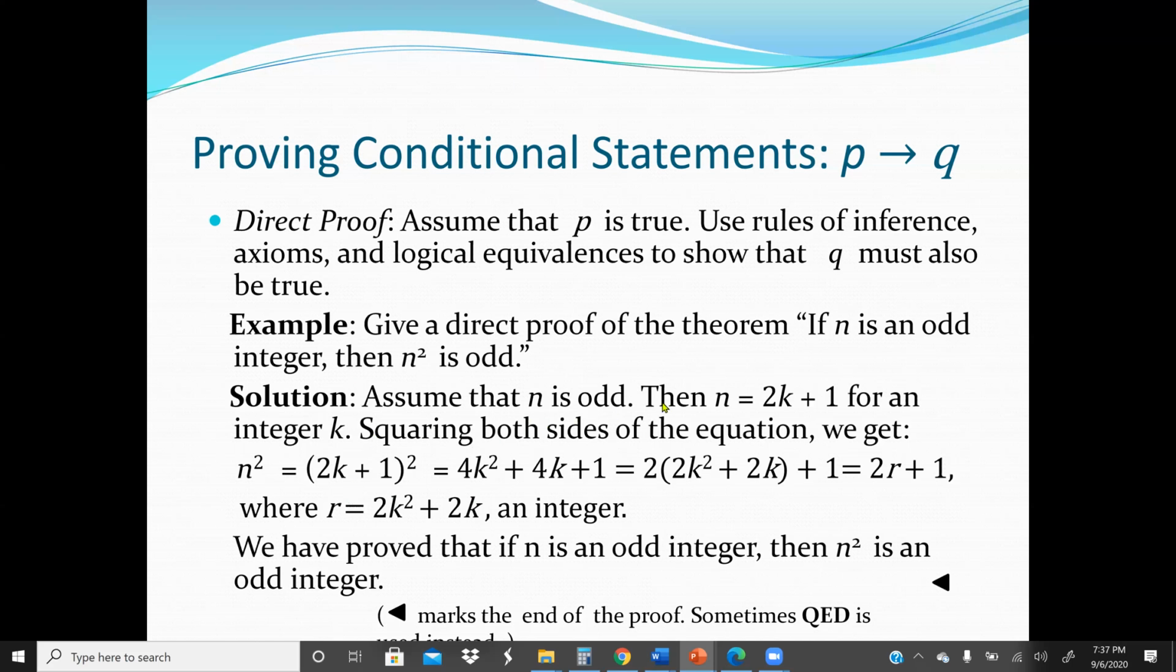Assuming that n is odd, then n equals 2k plus 1 for an integer k. Squaring both sides of the equation, we get n squared equals (2k plus 1) squared, which gives us 4k squared plus 4k plus 1. Now, we can take the 2 out, so we get 2(2k squared plus 2k) plus 1. Now, if 2k squared plus 2k is r, then we get 2r plus 1. Again, r is 2k squared plus 2k, an integer. Here we have proved that if n is an odd integer, then n squared is an odd integer also. So we can see the 2r plus 1.